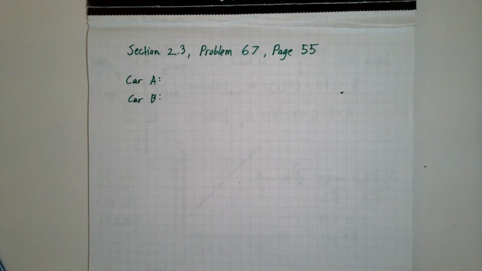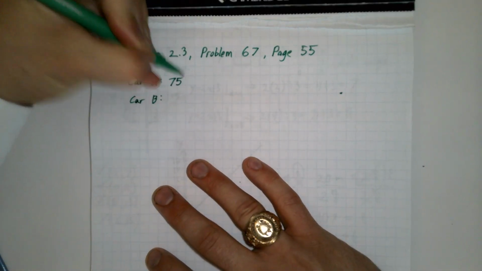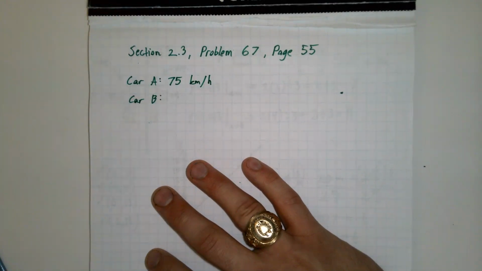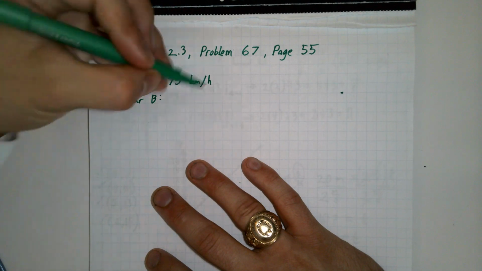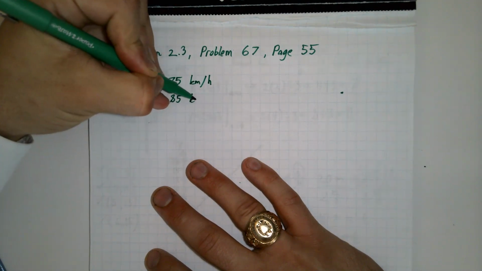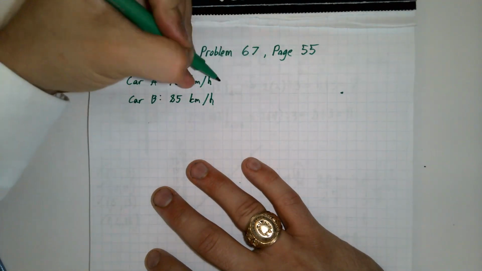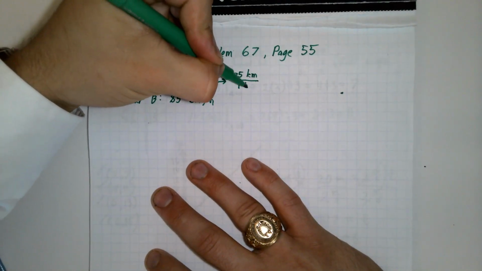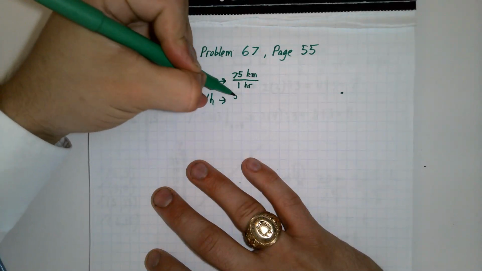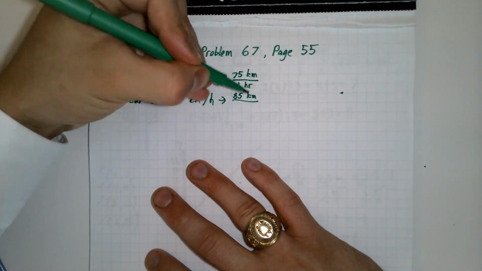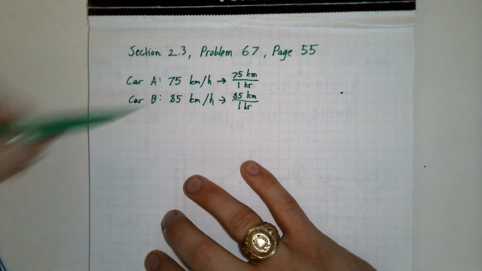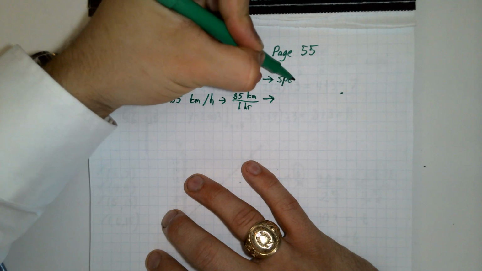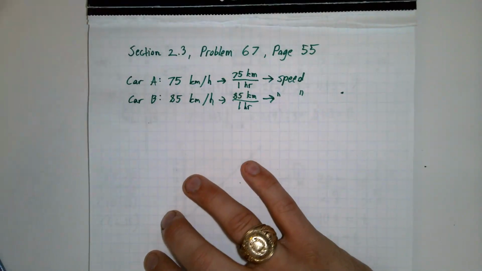We know that car A is traveling at 75 kilometers per hour, and car B is traveling at 85 kilometers per hour. Of course, I could write both of these as 75 kilometers in 1 hour, or as 85 kilometers in 1 hour. We would call this a speed, right? This is the speed of each of these vehicles.